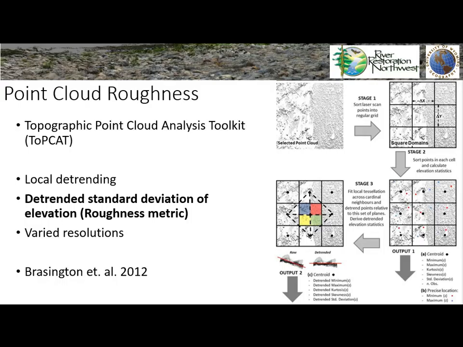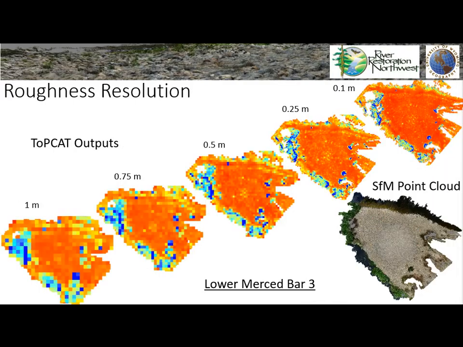So you can process this point cloud on a variety of different resolutions, and this is going to be really important for trying to link that to grain size, because roughness is a spatially dependent statistical measurement. Trying to figure out what spatial resolution is most relevant to grain size is part of this project and part of what we're working on.